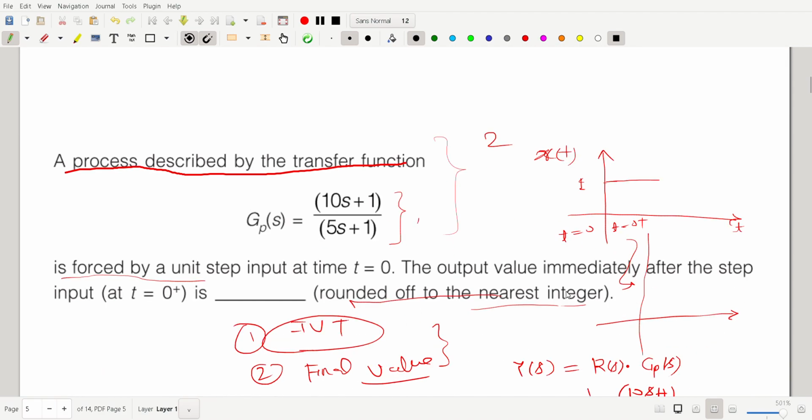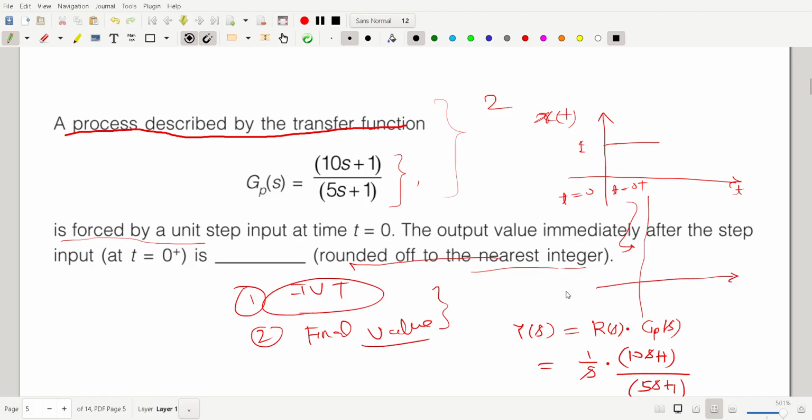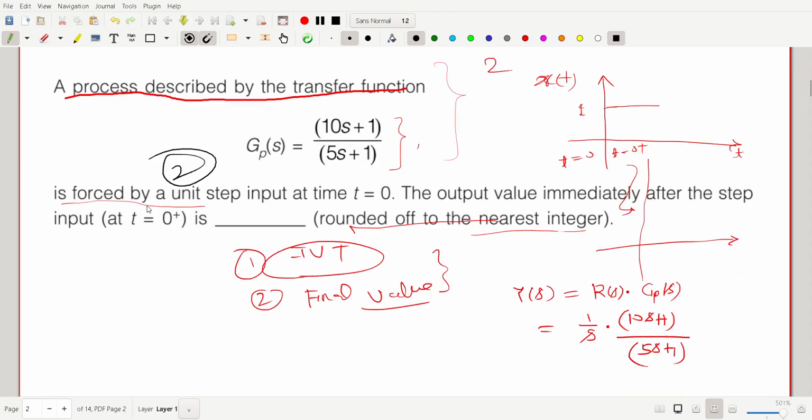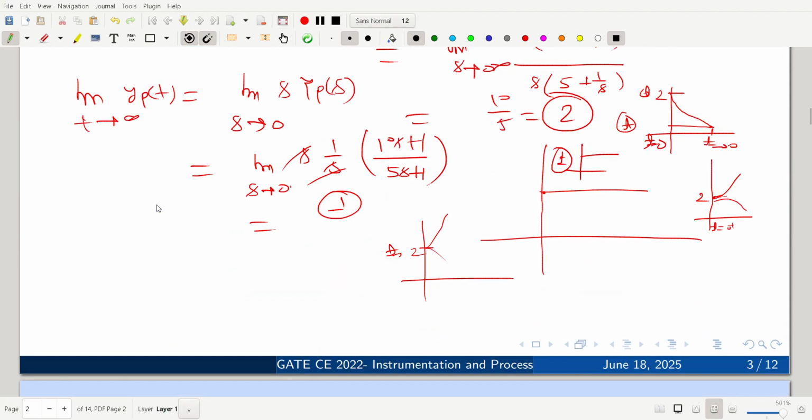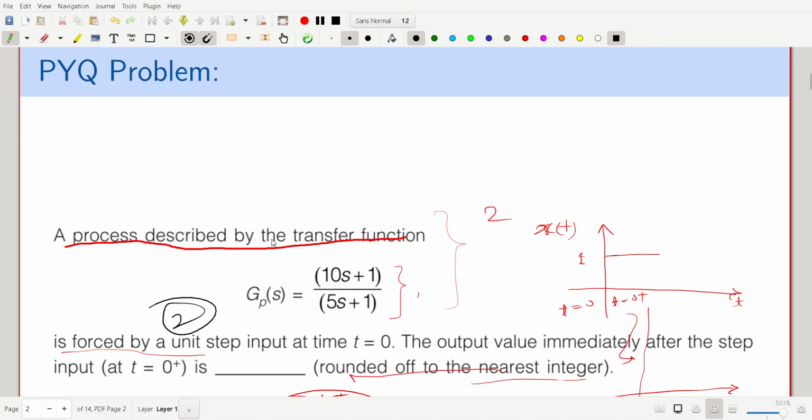So that's all. Already I think it's becoming a long video. I hope you understood this question. So for the given question, the answer would be 2. We have verified it by solving in the time domain also, and we also verified it with the initial value theorem concept. Okay, so that's all.